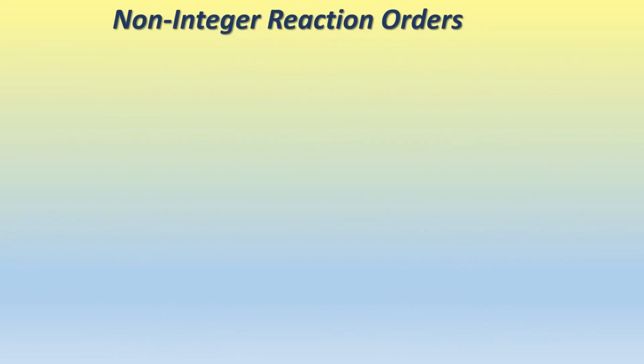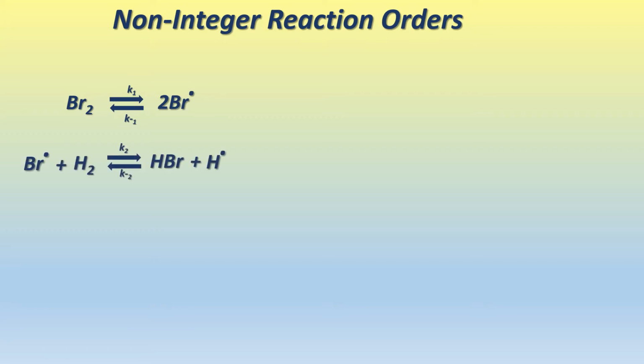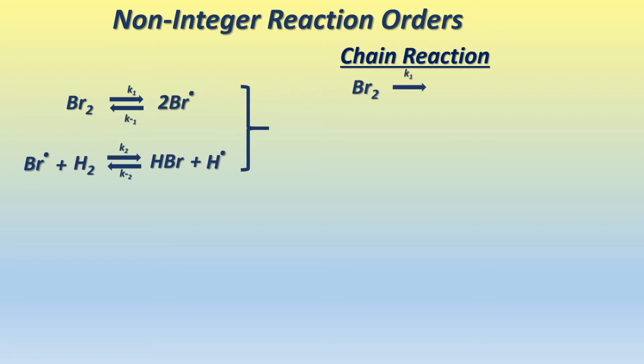How non-integer reaction orders occur can be seen by examining two reactions. The equilibrium between bromine and two bromine radicals, and the equilibrium between a bromine radical and hydrogen to form HBr and a hydrogen radical. Individually, these are two separate equilibrium reactions. However, if one combines them, one gets a chain reaction. One combines them by taking the forward reaction of one, bromine going to give you two bromine radicals, with the forward reaction of two, the bromine radical reacting with hydrogen to give you a hydrogen radical. When these are combined, you get a third reaction.